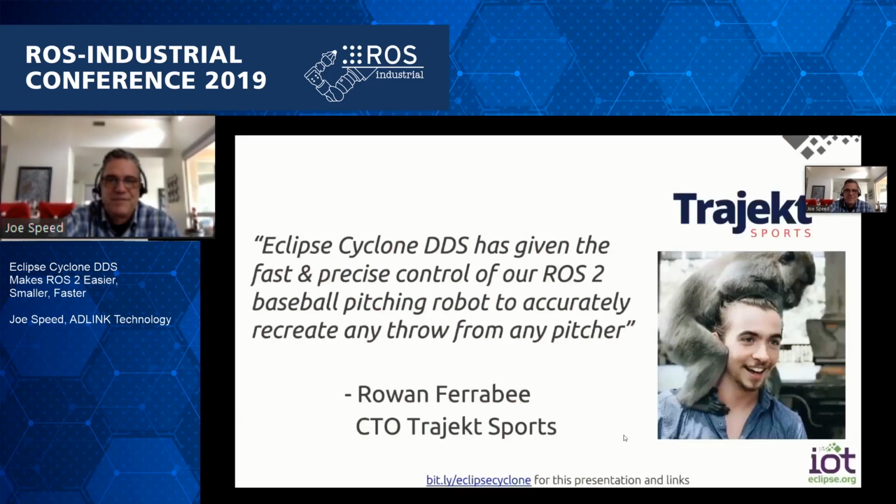Pretty interesting stuff. And their CTO had some things to say. You know, they had worked with some technologies, and using the Eclipse Cyclone, they were able to get the fast and precise control needed to recreate these throws. And by the way, Rowan does have the best profile photo ever.